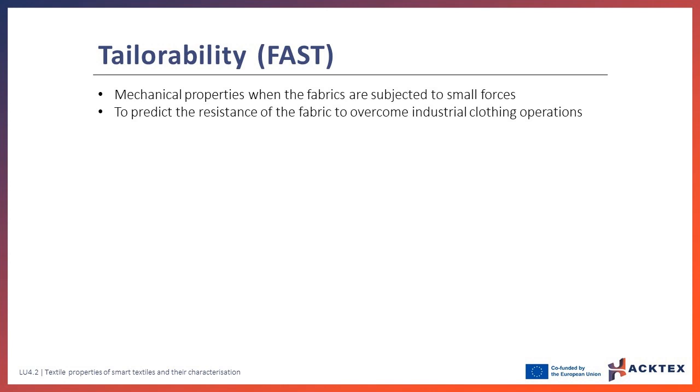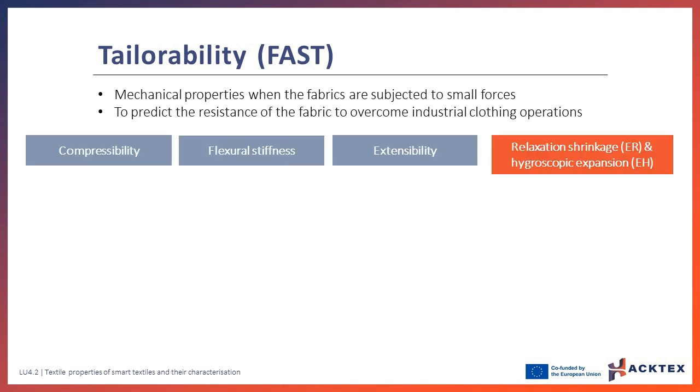Tailorability consists of the evaluation of mechanical properties of fabrics, when subjected to small forces, in order to predict the resistance of the fabric to overcome industrial clothing operations. The tailorability is measured using the Fabric Assurance by Simple Testing equipment, also known as FAST.